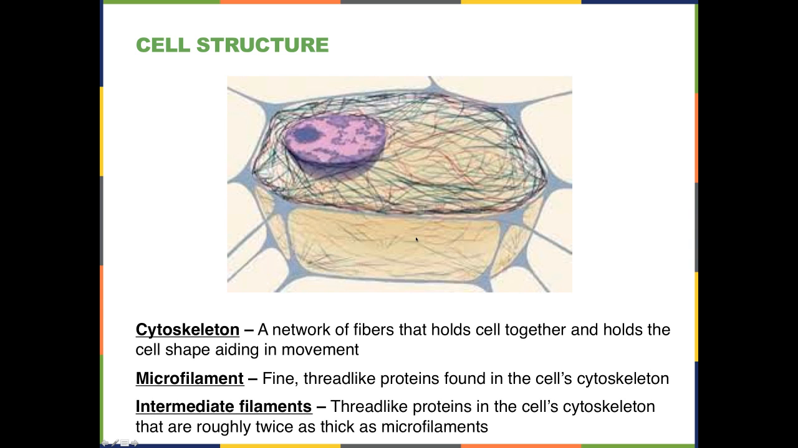Intermediate filaments are thread-like proteins in the cell's cytoskeleton that are roughly twice as thick as microfilaments, and they sort of associate the microfilaments with each other. If you think of the microfilaments as long girders, then the intermediate filaments hold the girders together. If the girders are in one direction vertically, then the intermediate filaments are horizontal, holding them together and giving you a very solid structure.